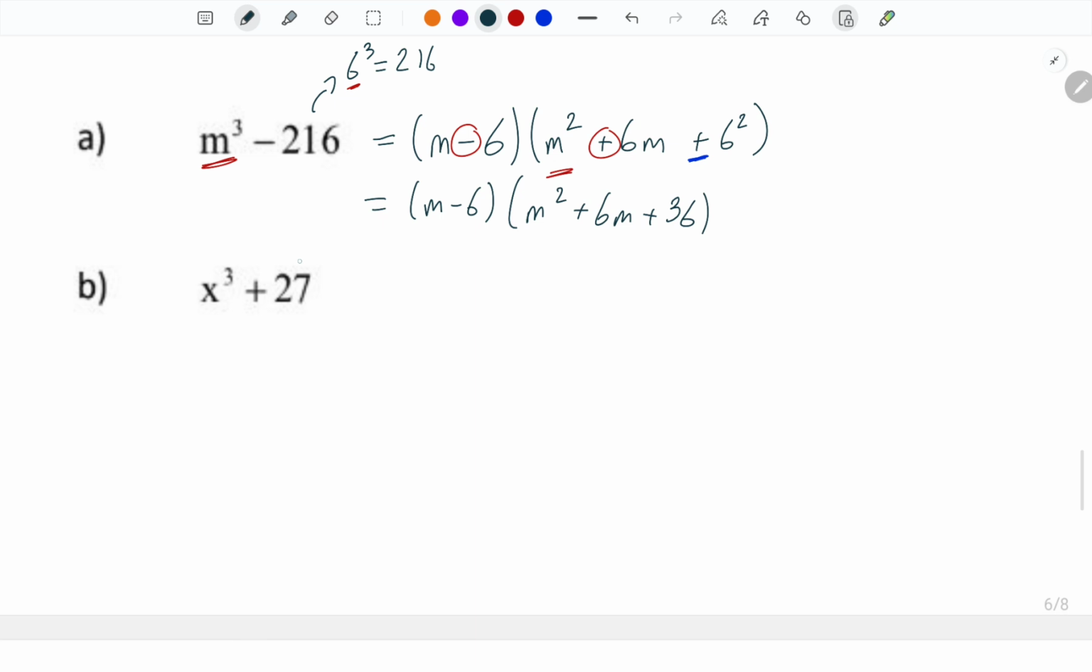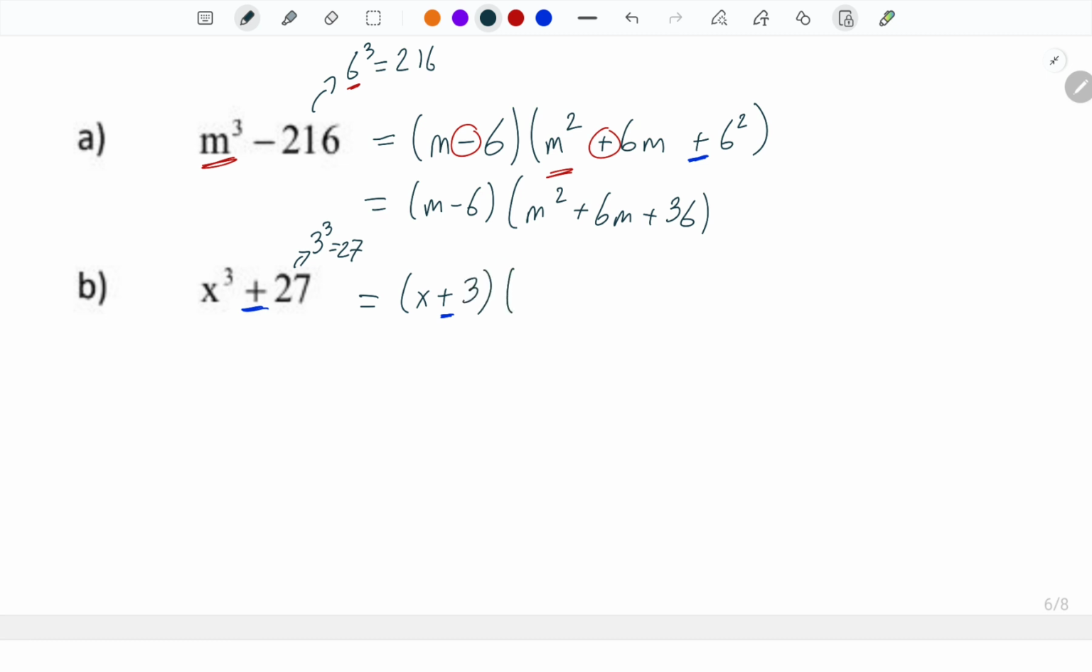So this is also a sum of cubes, because 27 is just 3 cubed. So let's go ahead and factor this. Again, take the cube root of both of them. You'll have x, and this time match the sign with the sign inside your bracket. So x cubed plus 27 will lead to x plus 3.